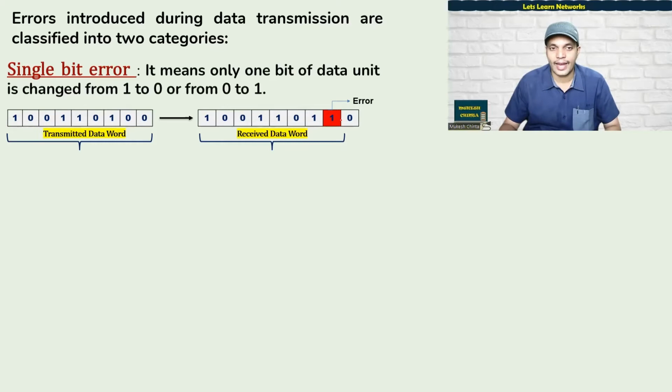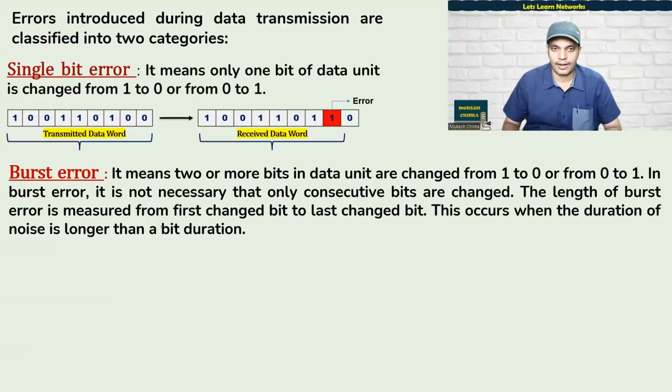The second category is what we call a burst error. It means that more than one bit has been changed during transmission. There are 2 or more bits in a data unit which are changed from 1 to 0 or even 0 to 1. In burst error, most people think that because of multiple errors, these errors always happen in continuous bit positions or only consecutive bits are changed, but that is not the case. In case of burst error, it is not necessary that only consecutive bits are changed. The length of the burst error is measured from the first changed bit to the last changed bit. This occurs when the duration of noise is longer than a bit duration.